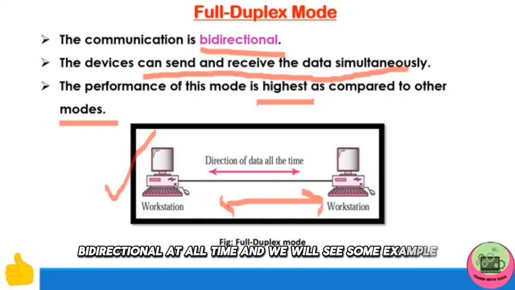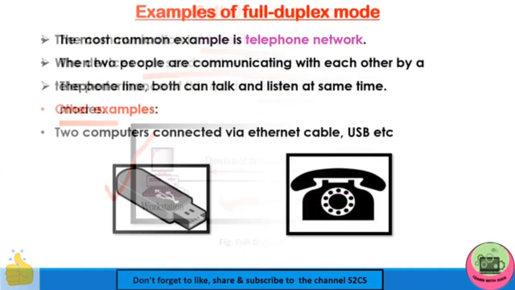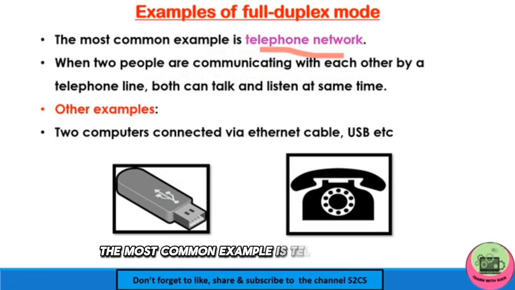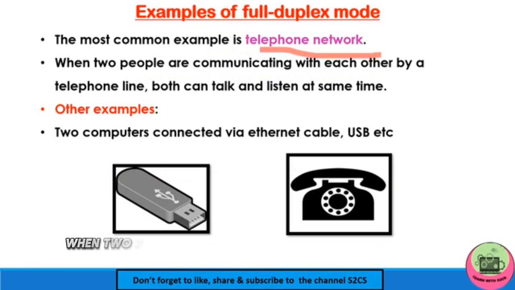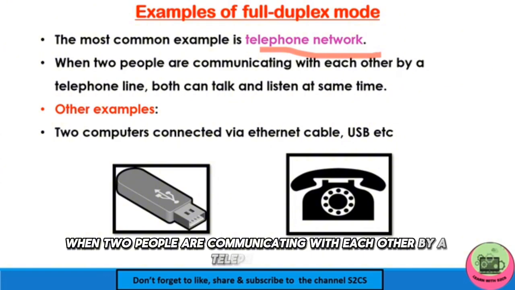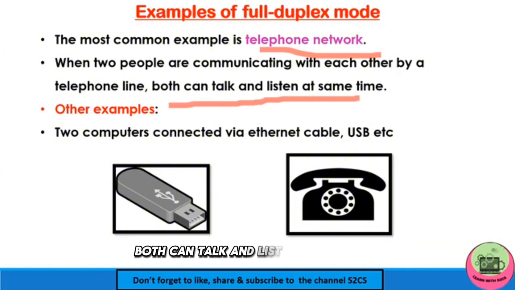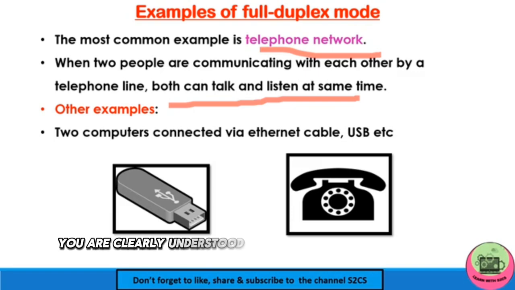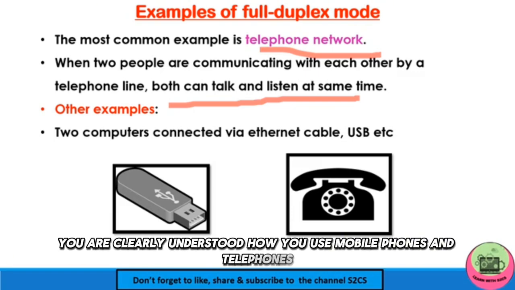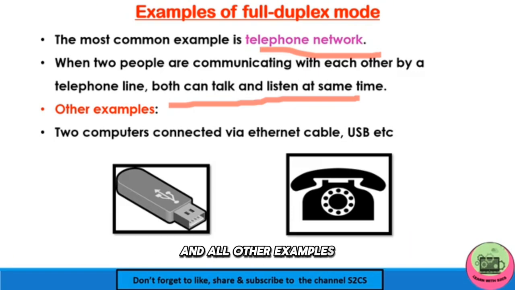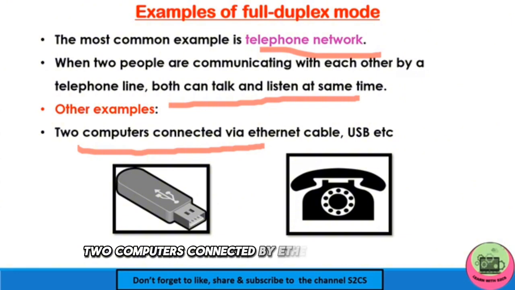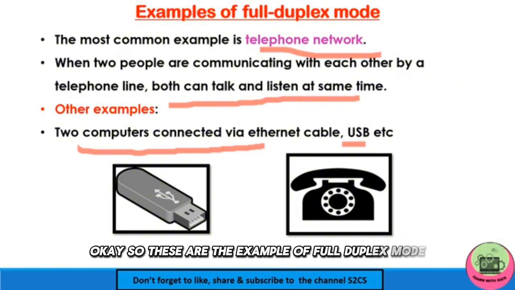We will see some examples. The most common example is the telephone network. Yes, you agree? Like mobile phones and all. When two people are communicating with each other by a telephone line, both can talk and listen at the same time. There is no need of explanation. You clearly understand how you use mobile phones and telephones and all. Other examples: two computers connected via Ethernet cable, then USB. Okay, so these are the examples of full duplex mode.